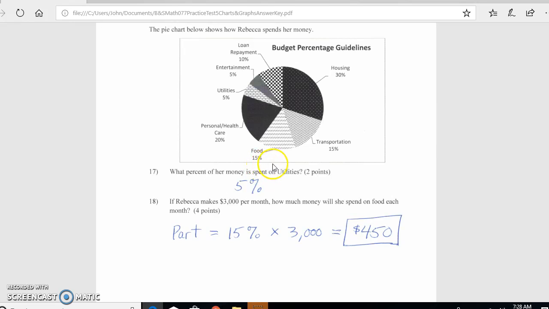And we go to our pie chart and we see 15% spent on food, so 15% times 3,000 is $450.